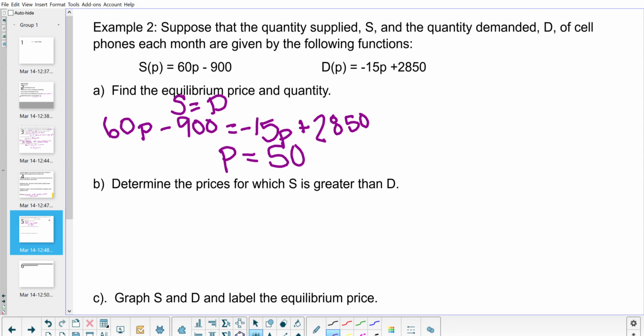Here's the thing. The reason it's silly is because you just solved for when these two expressions are equal. Guess what? It doesn't matter which one you plug it into, you're going to get the same answer because that's the price that you get the same answer from each of them for. So you get to pick. You're going to plug it into supply, you're going to plug it into demand. It doesn't matter, you'll get the same answer. I'm just going to do supply, S of 50. So if I plug that in, get 2,100.